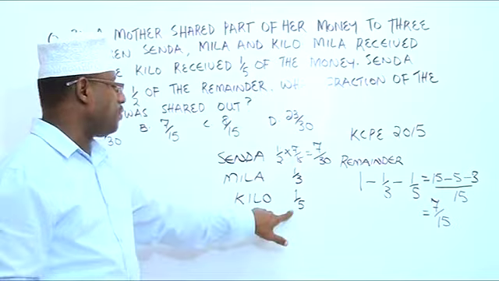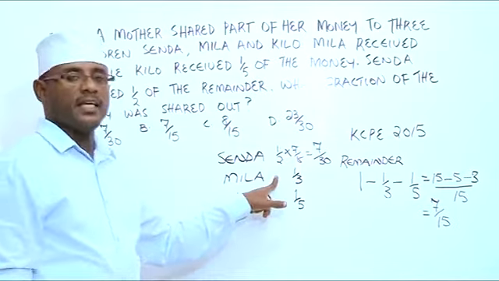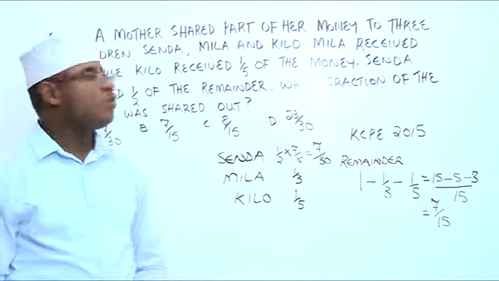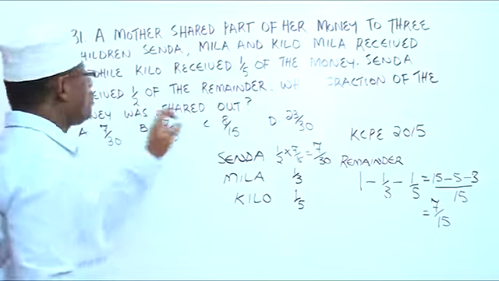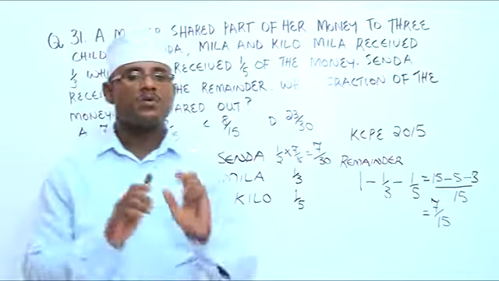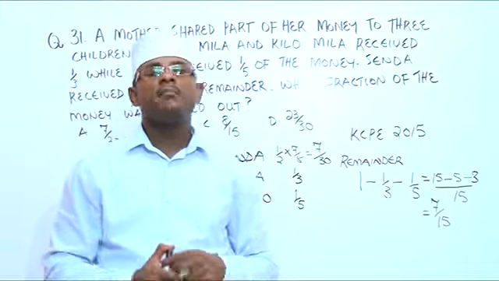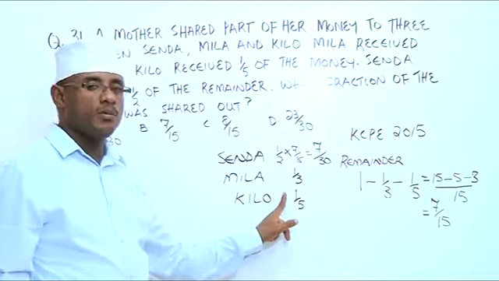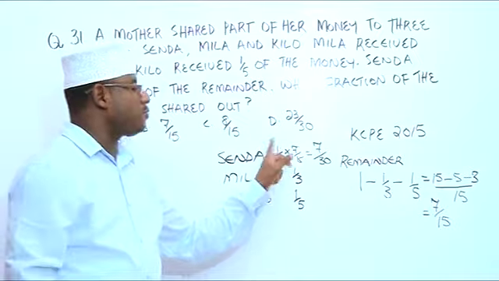So now we have the fraction for Senda, we have the fraction for Mila, we have the fraction for Kilo. Kilo is 1/5. Okay? Mila is 1/3. Senda is 7 over 30. Now, what is the question asking for? What fraction of the money was shared out? So the fraction of the money that was shared out will be the fraction for Kilo, add the fraction for Mila, add the fraction for Senda.